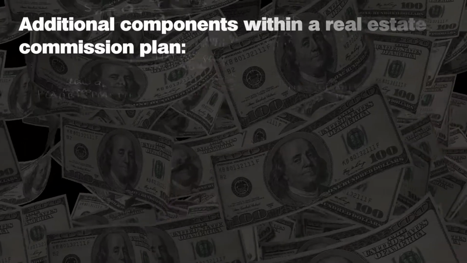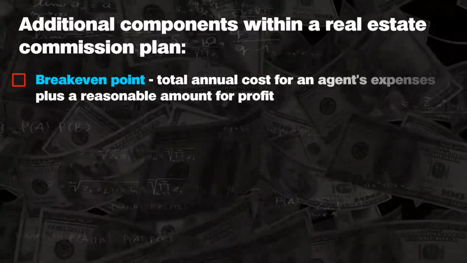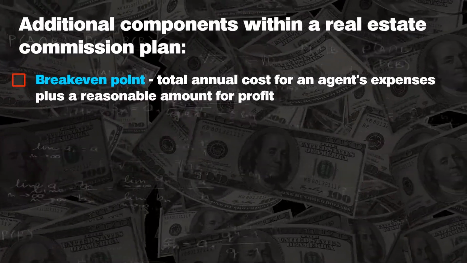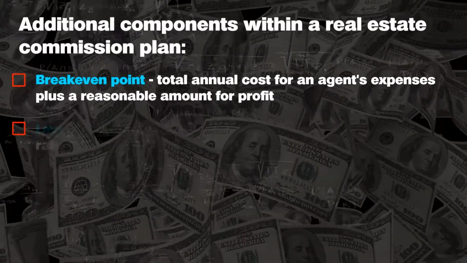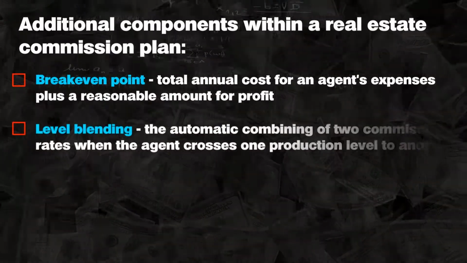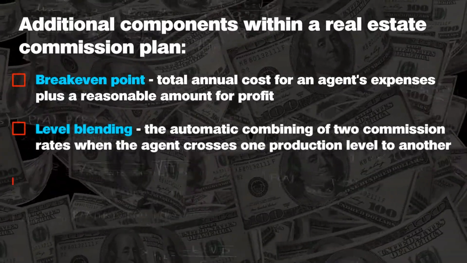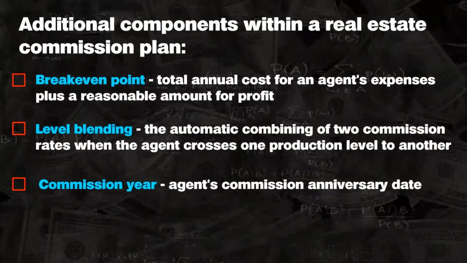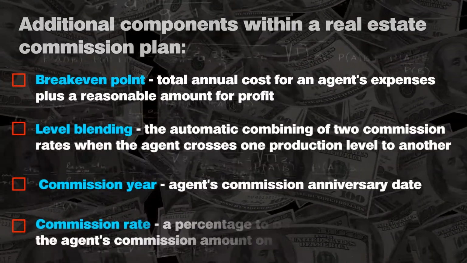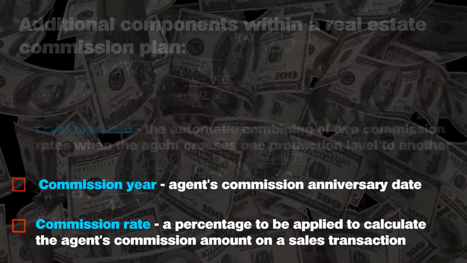Additional components within a real estate commission plan can include: break-even point, total annual cost for an agent's expenses plus a reasonable amount of profit; level blending, the automatic combining of two commission rates when the agent crosses from one production level to another; commission year, agent's commission anniversary date; commission rate, a percentage to be applied to calculate the sales associate's commission amount on a sales transaction.